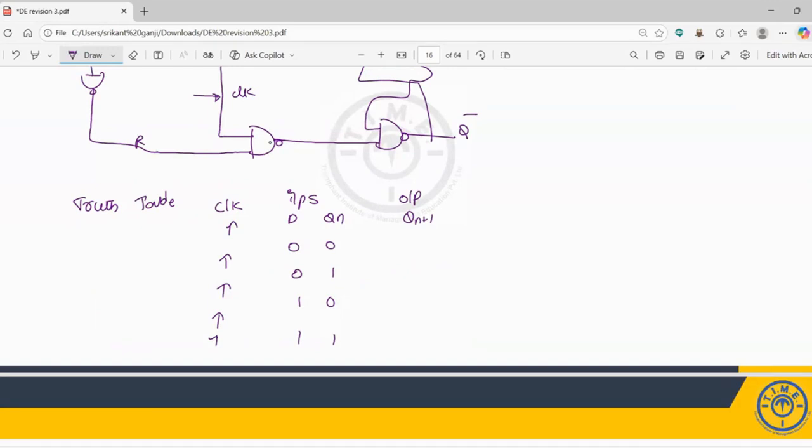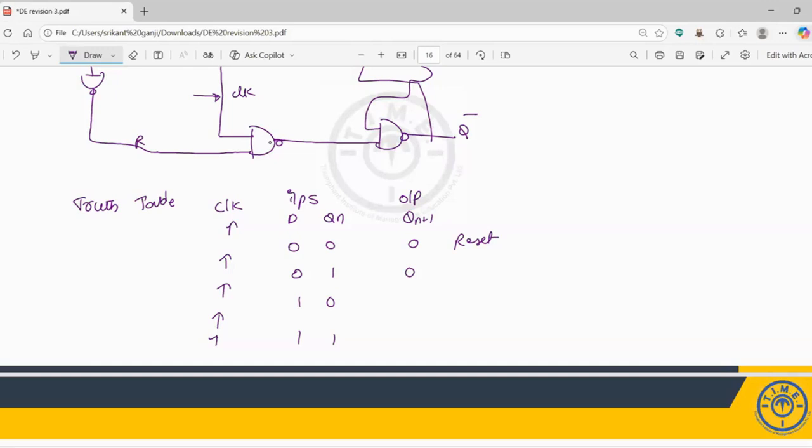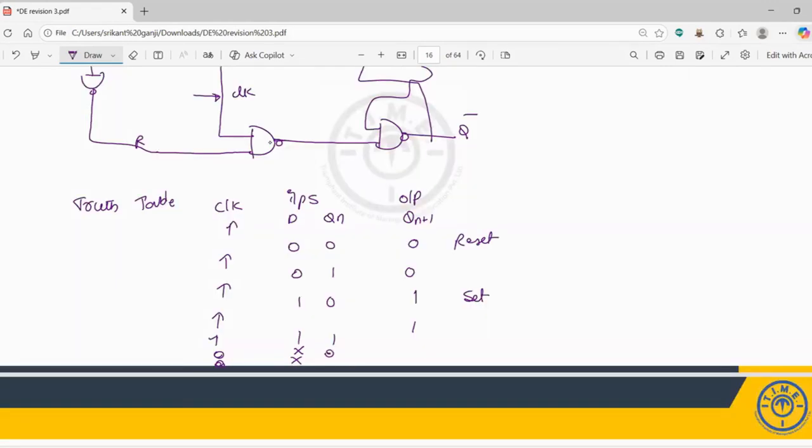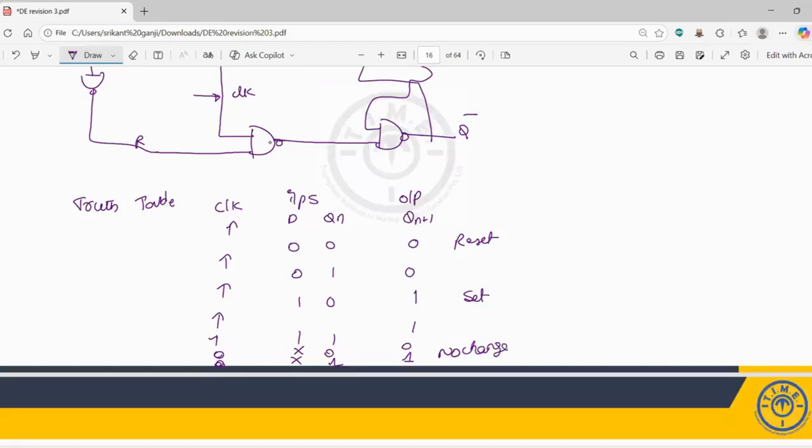Whatever the D value is, you can project here. If it is 0, then this state is called the reset state. If it is 1, you can keep it as 1; I can say that it is a set state. If the clock input is 0, the D value can be any value, and the present state is 0 1 and this is also 0 1. No change. No change.